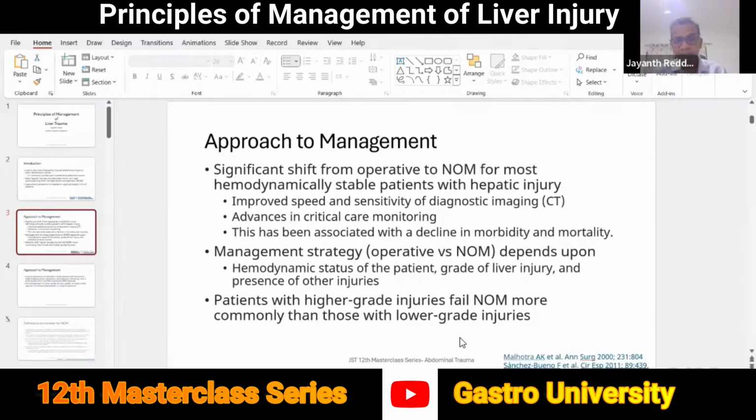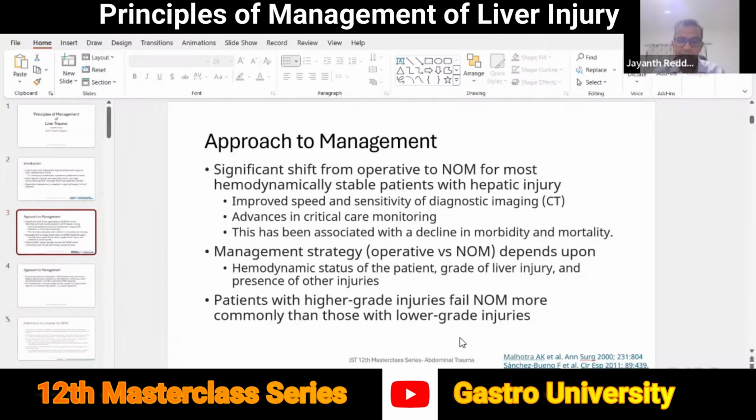In the approach to management, there has been a significant shift from operative to non-operative management in the last 3 decades or so, especially for patients who are hemodynamically stable. This has largely been because of the sensitivity of imaging, mainly the contrast-enhanced CT scan, and advances in critical care monitoring. This has led to a significant decline in both morbidity and mortality of these patients. Prior to this, the mortality for patients with liver trauma was in excess of 50%, and the majority of them underwent operative management. The management strategy, operative versus non-operative, mainly depends on 3 factors.